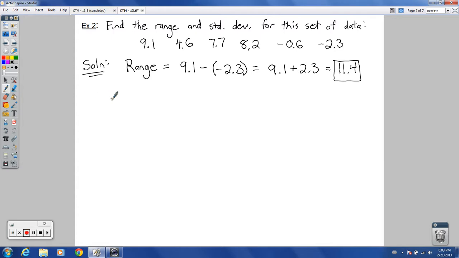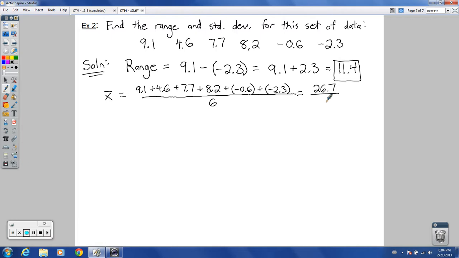But now, the slightly harder part, the more tedious part, is to find the standard deviation. Remember, first we have to find the mean. So the mean equals 9.1 plus 4.6 plus 7.7. Notice I didn't put these in order this time, and that's fine. I did put them in order before, and that was fine too. You just have to add them all up. This would be plus a negative and plus another negative. All this over 6.